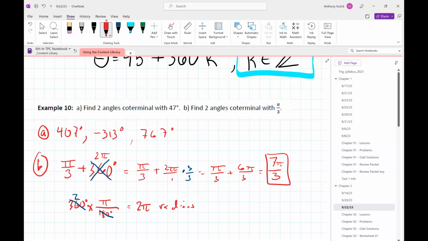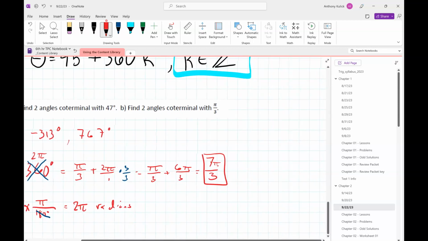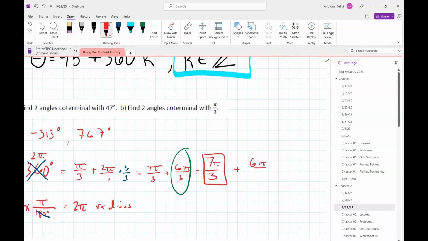Everybody's cool with that? Now to get my next answer, I'm just going to add 2 pi again, but I already know what the common denominator is. I've already made it once. I'm just going to add 6 pi again. There's 13 pi over 3. There's another answer. And I could just keep going, adding 6 pi over 3 to my previous answer and get a new coterminal angle every time.